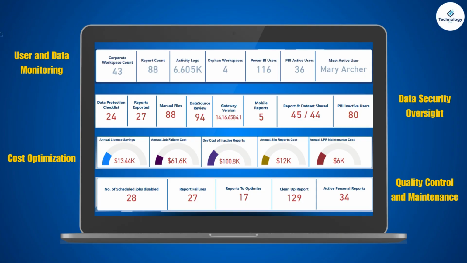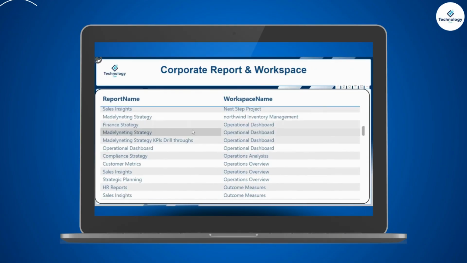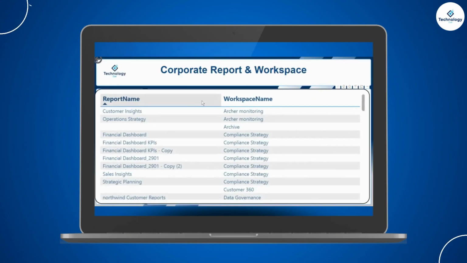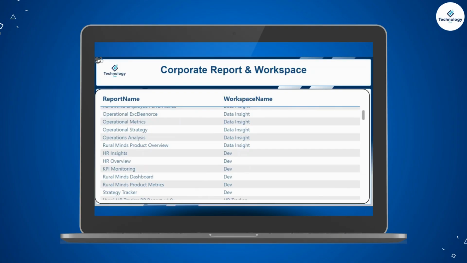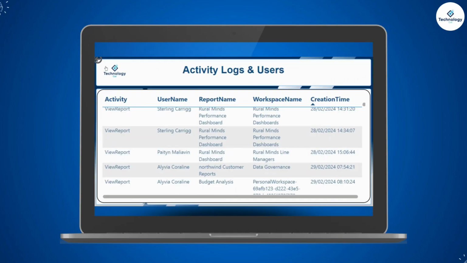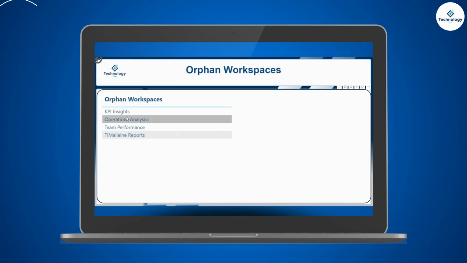Power BI Health Metrics give you the insights your organization needs to optimize business resources. Starting with corporate workspace count, you can easily manage and organize workspaces for better collaboration. Then keep an eye on report count to ensure your reports stay relevant and avoid clutter. Activity logs provide detailed monitoring of user activity, perfect for auditing and troubleshooting. Orphan workspaces help clean up unused spaces, ensuring an efficient and organized environment.